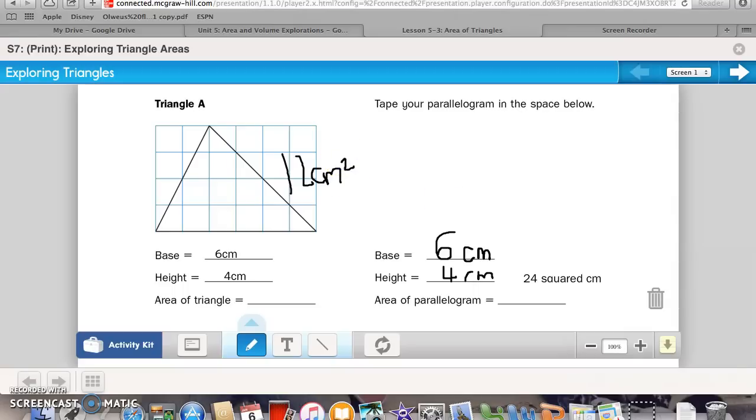But the area of our parallelogram, where we connected those two triangles, was 24 centimeters squared. So what I want you to notice is the relationship. What do you notice about the relationship between the base and the height, even though I doubled my triangles and put them next door to each other to make that parallelogram? The base and my height are the same, but look at the relationship between the area of your triangle and the area of your parallelogram. This is going to be important when you're discovering your formula for how to find the area of that triangle.